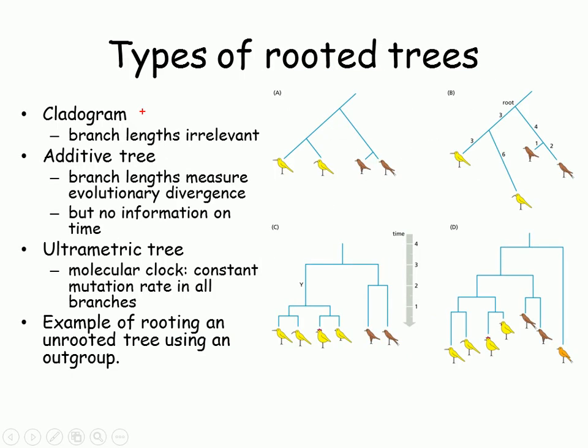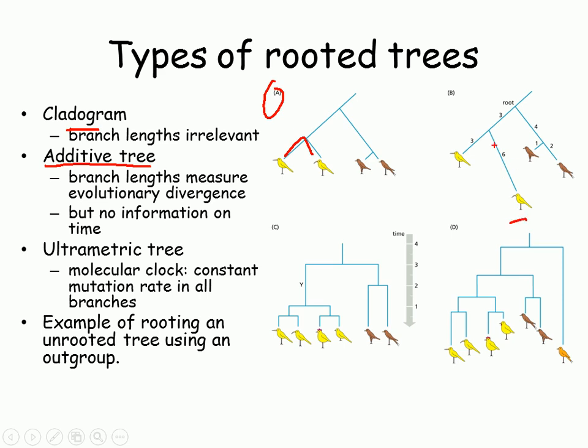All right. There are some different types of rooted trees. So one of these is shown in A, cladogram, where the branch lengths are irrelevant. Okay. The additive tree is where branch lengths reflect the evolutionary divergence. So the evolutionary distance between two species is reflected by the length of the branches.